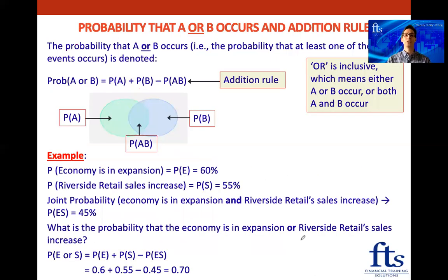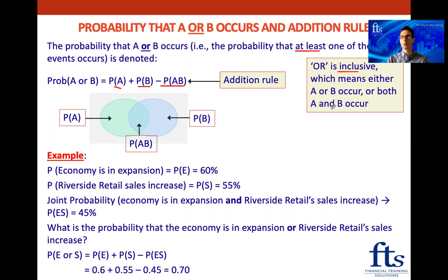Good. And then the last thing we need to do in this class is look at the probability that A or B occurs, and here we use the addition rule. So the probability that A or B occurs, which means the probability that at least one of the two occurs, we denote it like this. It's the probability that A or B happens. We take the probability of A and add the probability of B. And what do we do now here? We subtract their joint probability over there. And this is what we call the addition rule. The or in this instance is inclusive, which means that either A or B occurs, or both of them can occur.